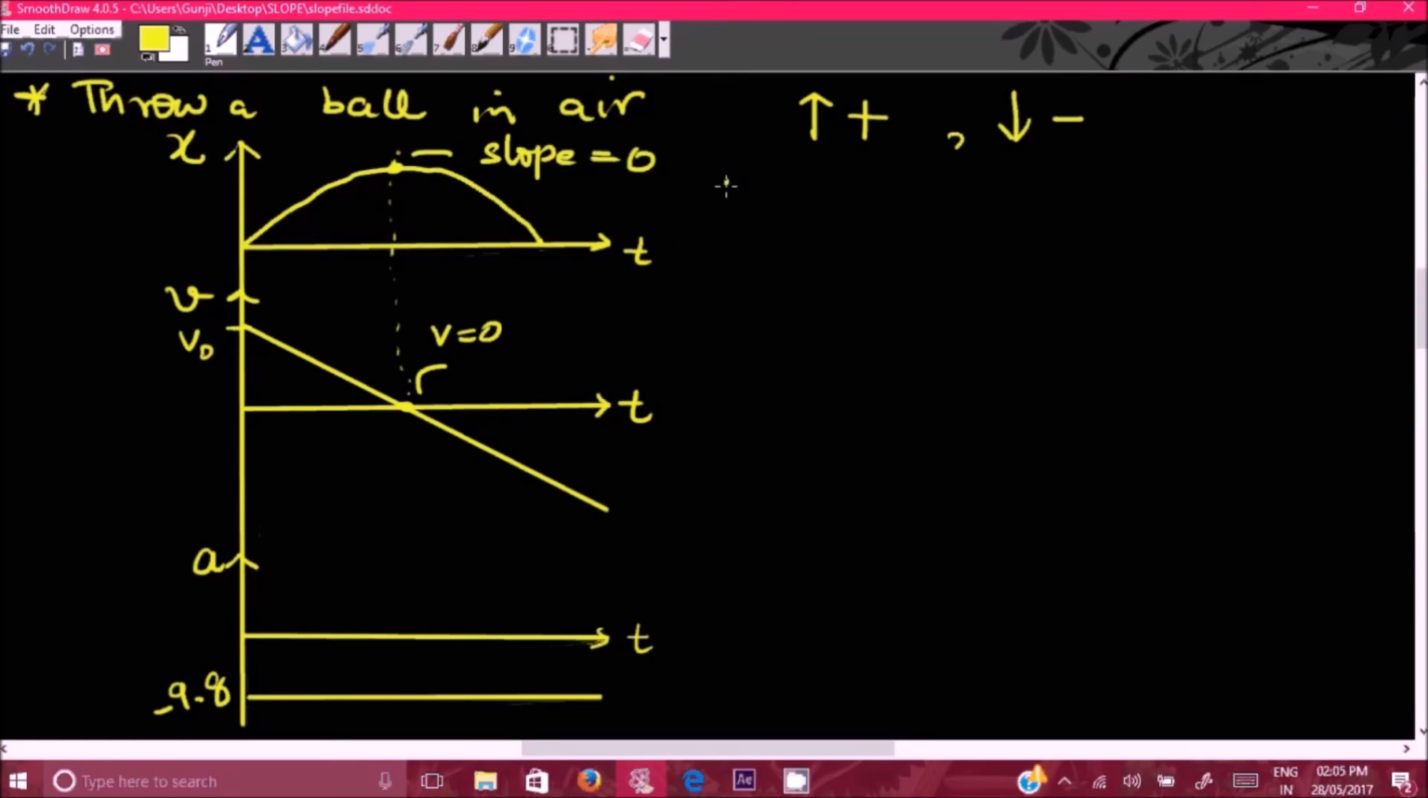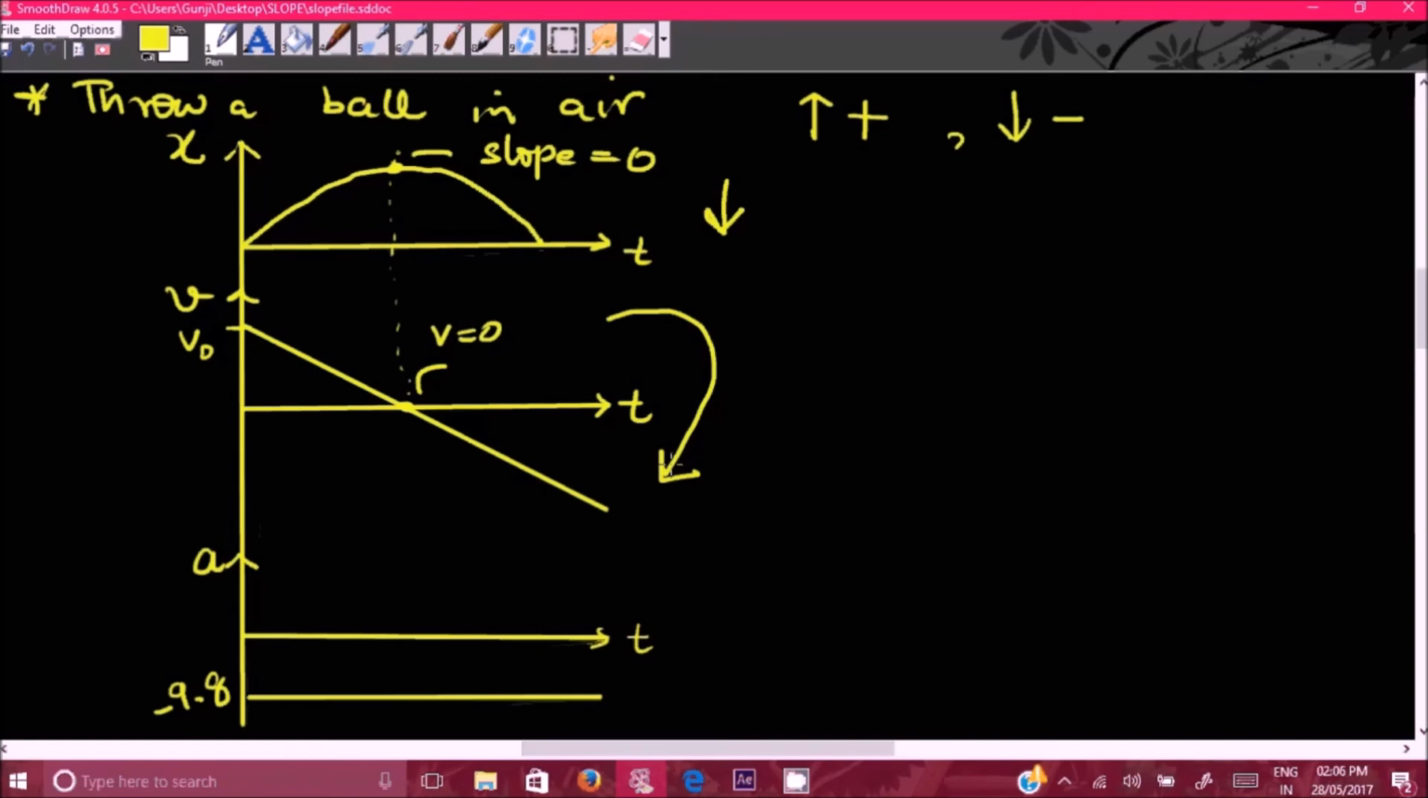When the ball falls down, it gets faster and faster because there is acceleration due to gravity. It accelerates and it gets faster and faster. That's the reason that the velocity time graph gets steeper and steeper, because the value of the velocity keeps on increasing.